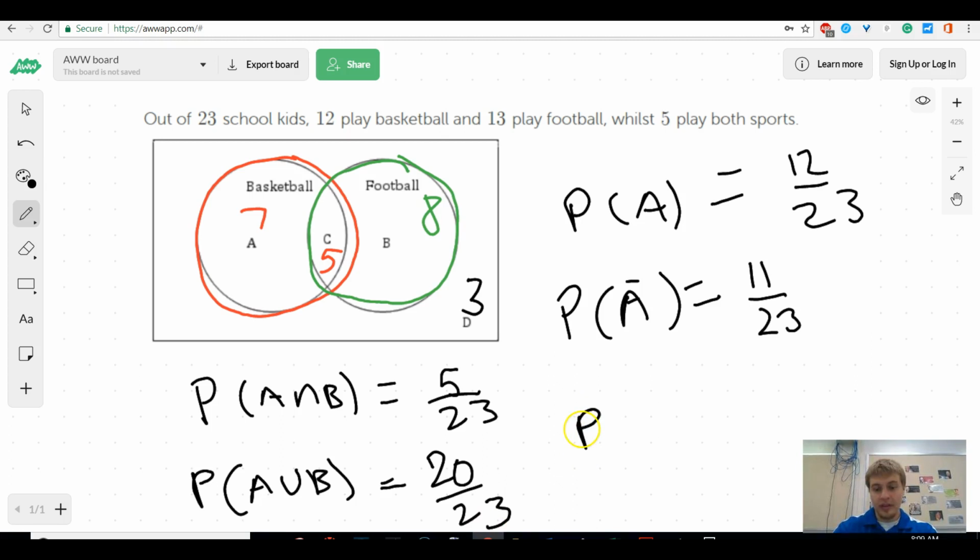Let's do the probability of A and not B. Well, the probability of A and not B would be, this one's a little bit trickier, so you have to look and find where this intersection happens. So this circle is A, but this is B, so A and not B would be this 7 right here, so that'd be 7 over 23.